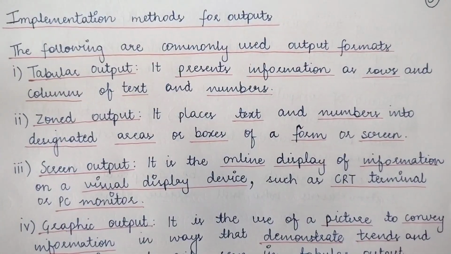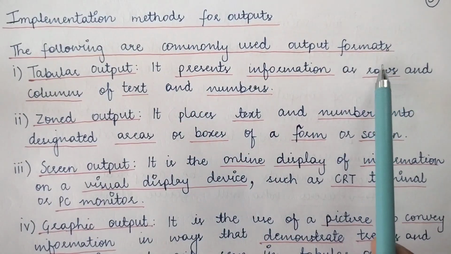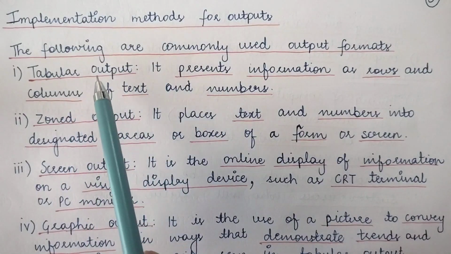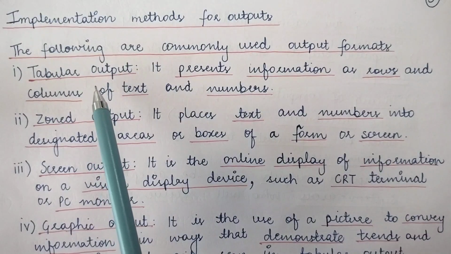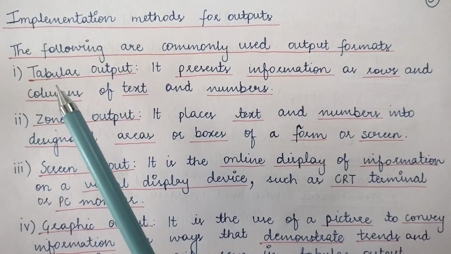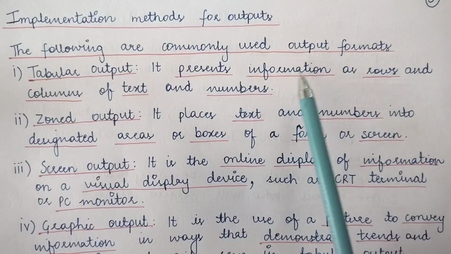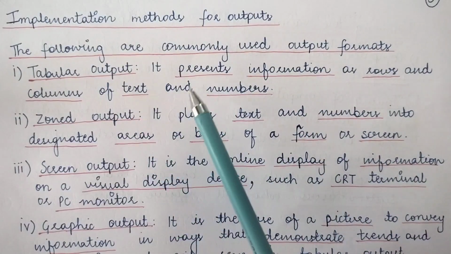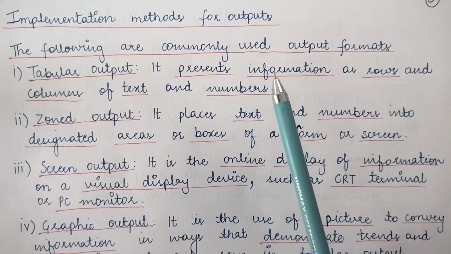Then we will look at the implementation methods for outputs. That means how these outputs are implemented. Following are commonly used output formats. The first one is the tabular format. When I say tabular format, it's clear from the name itself that it is in the form of a table. So when I present output in a tabular format, that is as tabular output, it presents information as rows and columns of text and numbers, just like we do in case of tables.